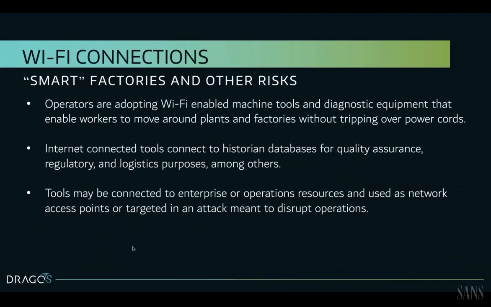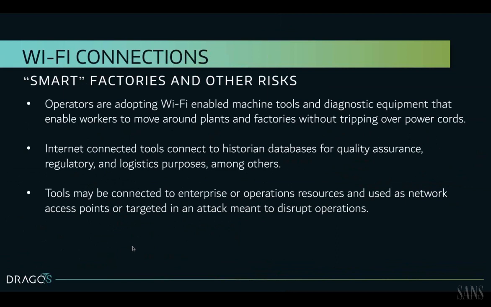In addition to internet-connected process automation and other so-called smart manufacturing, industrial Internet of Things equipment, operators are adopting Wi-Fi enabled machine tools and diagnostic equipment. This can enable workers to move around plants and factories without tripping over power cords. Internet-connected tools connect to historian databases for quality assurance, regulatory, and logistics purposes, among a variety of other reasons.